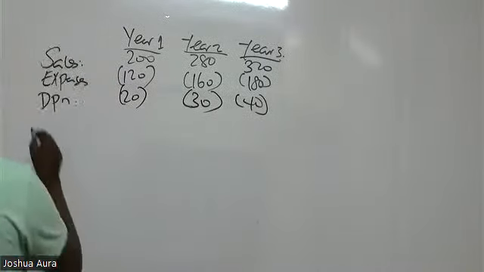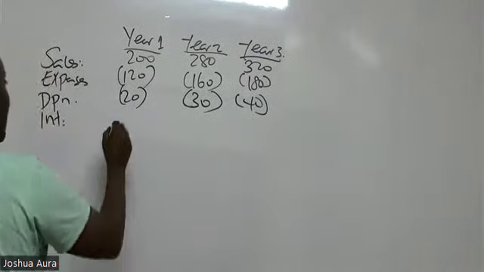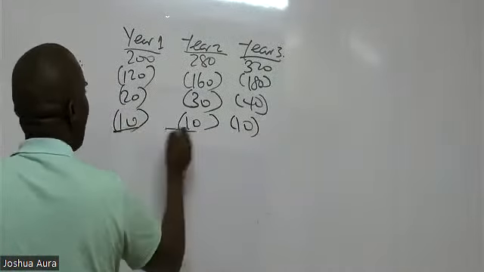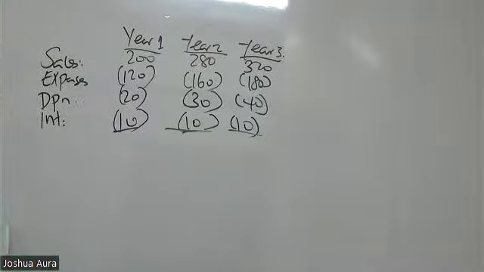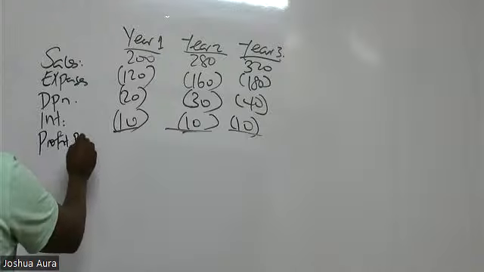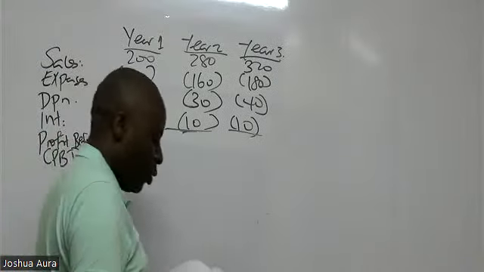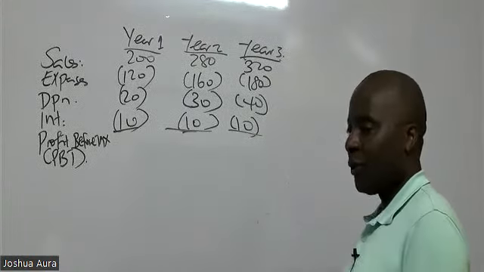And then I can see interest charge, I can see 10, 10, 10, 10, 10, 10, 10, 10, 10, 10, like that. And that is it. So could you kindly come here and then give us profit before tax, PBT. Give us profit before taxation.